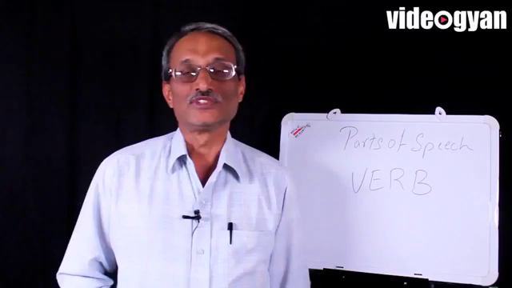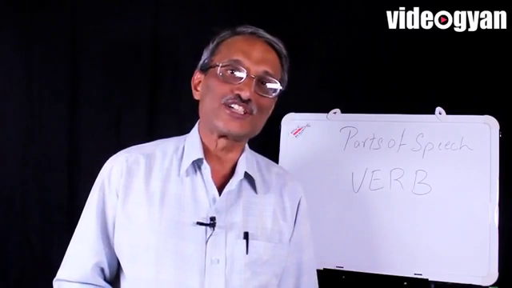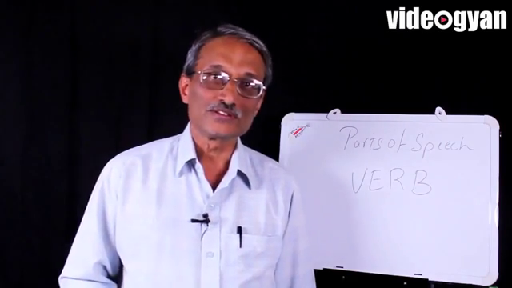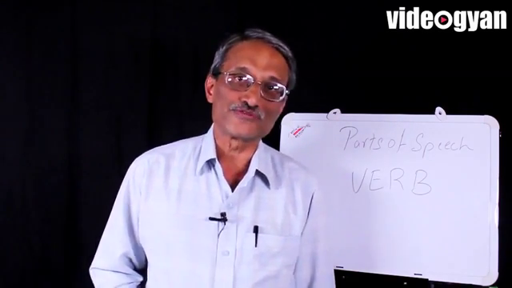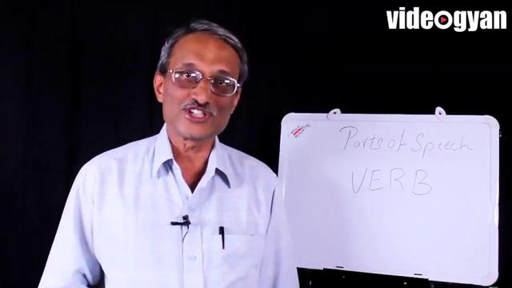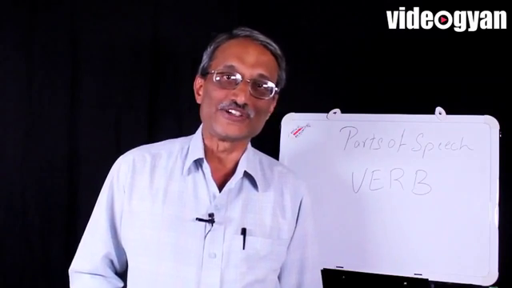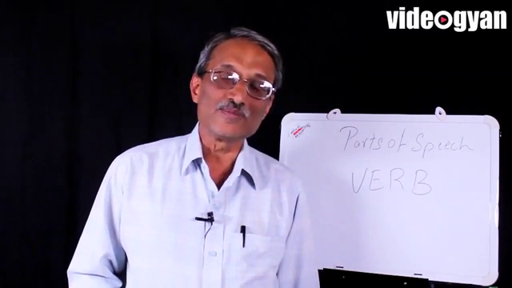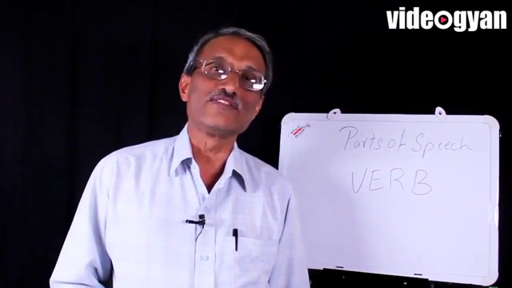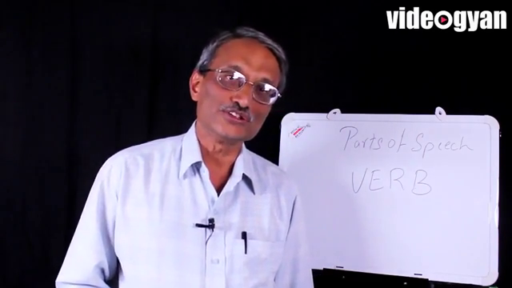What is a verb? A verb is basically an action word. It talks about action: run, sleep, jump, sit, fly, whatever. Now, there are two types of verbs. One is the main verb, which talks about action, and another set of verbs is known as auxiliary verbs. An auxiliary verb is a helping verb. And when you use an auxiliary verb, you don't talk about action, but it has another function.